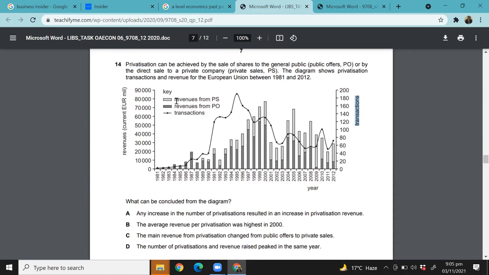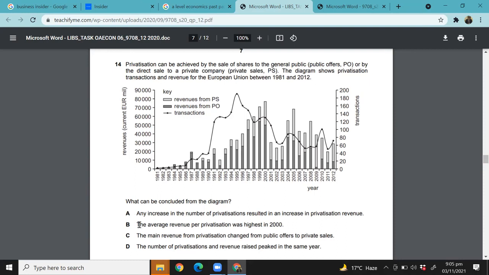And then the light gray area, as you can see here, is the revenue from the private sale, PS, right? And the revenue from PO, public offer, is the dark gray area. And this dotted line that you can see over here is basically your transactions. Now, let's read the options. What can be concluded from the diagram? A: Any increase in the number of privatizations resulted in an increase in privatization revenue. So it says that whenever there was an increase in the number of transactions, there was also an increase in revenue.